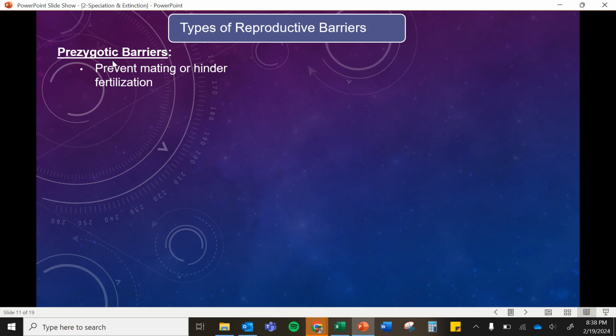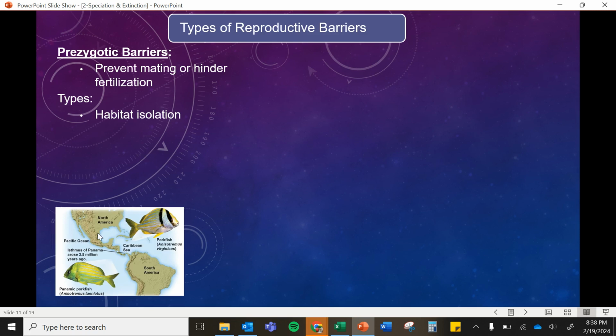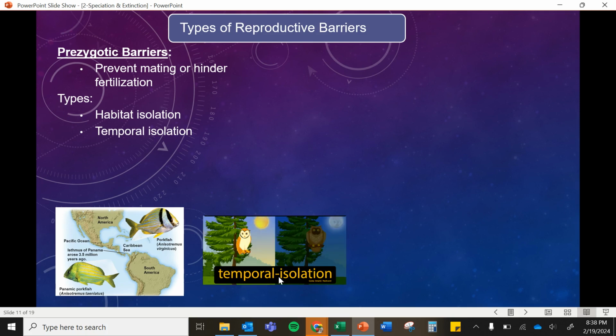Some examples of prezygotic barriers include habitat isolation. This is when the two species or the two populations of organisms are physically separated from each other, so they are not able to reproduce. And over time, they're going to adapt to their own environment and have changes that are present. Another example of this is temporal isolation. Temporal is dealing with time. So whether they mate at different seasons or they may be awake at different times, like is shown in this picture, there's something related with time that prevents them from mating.